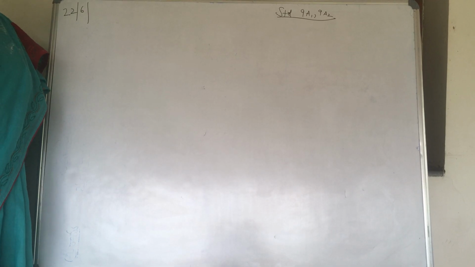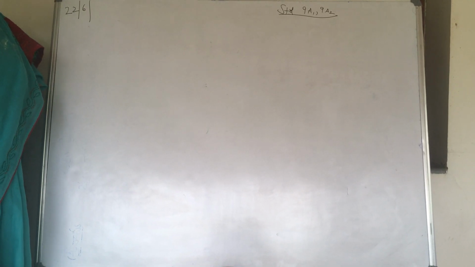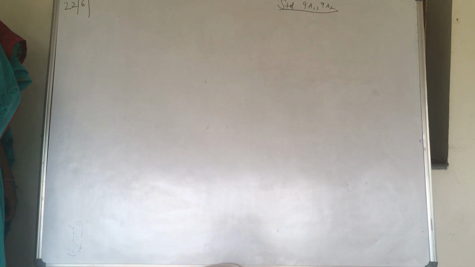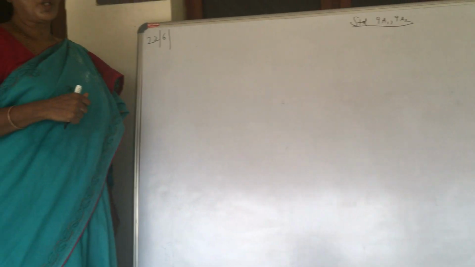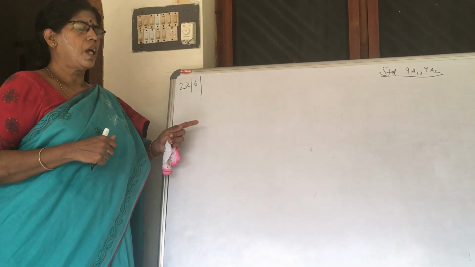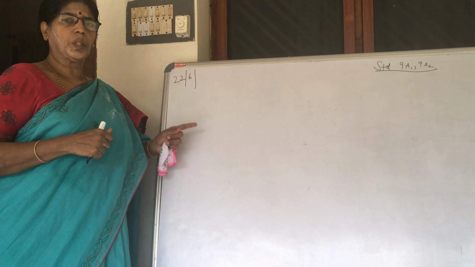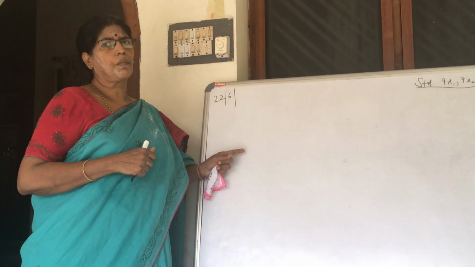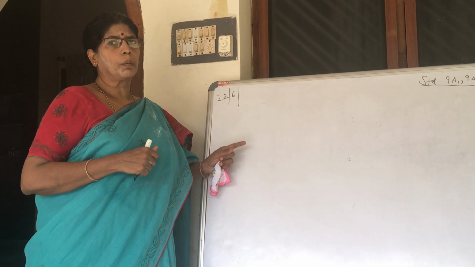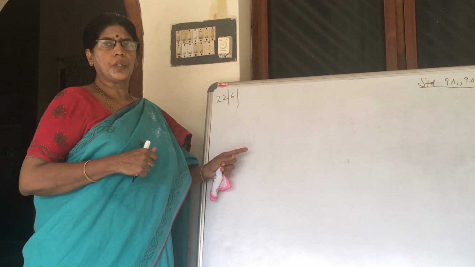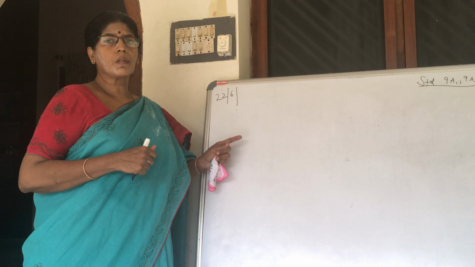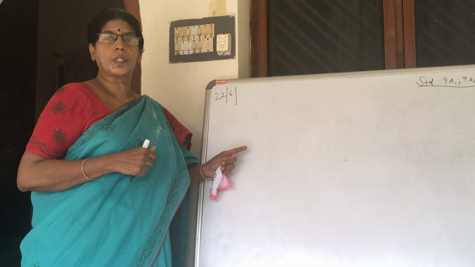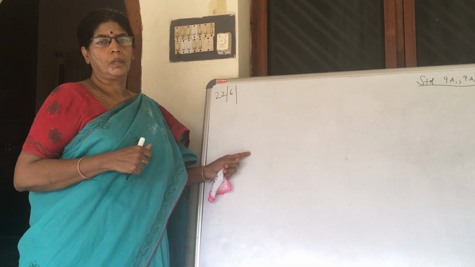Morning, girls. Do you remember what we have learned in the last class regarding the introduction of the topic polynomials? What is a polynomial? An expression with a number of terms whose parts are positive exponents is called a polynomial. Remember, children, the parts of the variable in the polynomial should always be positive whole numbers.